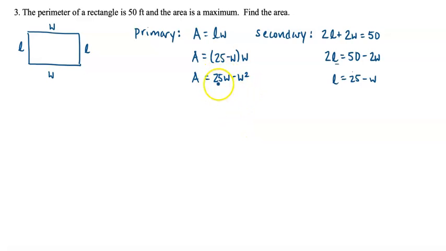Because now we can just use the power rule for each of these terms. And we can get that A prime, the derivative of this area function, is equal to 25 minus 2W, just taking that derivative. Because we want to maximize this, we're setting that derivative equal to 0. And solving for W, by adding 2W to both sides, we get 2W equals 25, and by dividing by 2, we get that W is equal to 25 over 2, which is 12.5.